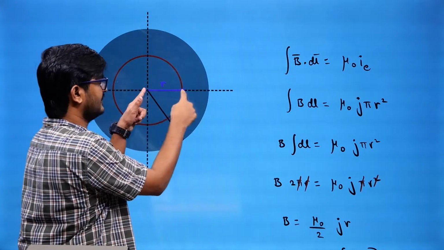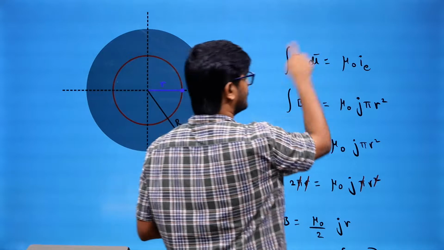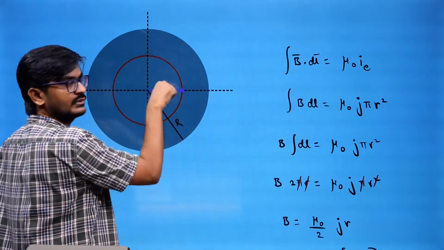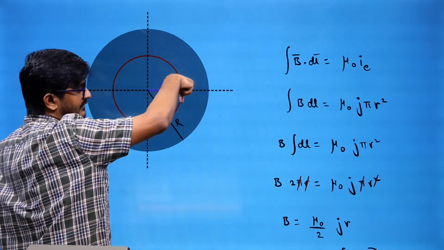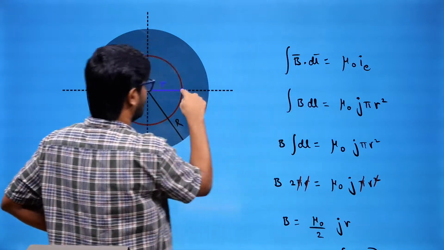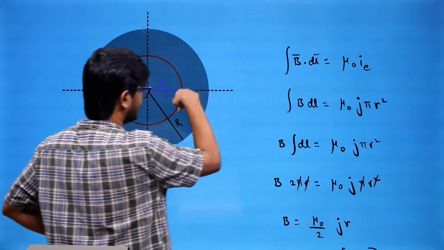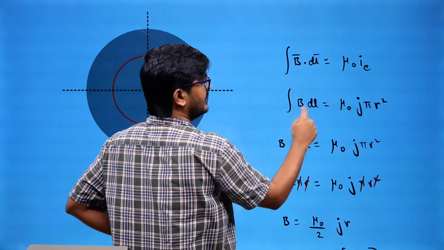If I want to find the field inside at a distance r, how will I find it? So I will be using Ampere's law. Now again by symmetry I can say, if the current is going into the page, the magnetic field will be in the clockwise direction. So the magnetic field at this particular point will be in this direction. Anyway, the magnetic field at every point has to be the same by symmetry, and it is along the direction of dl. I am going to take this direction, so the dot product is going to be B into dl.